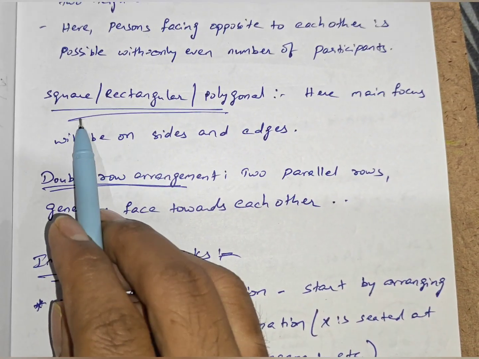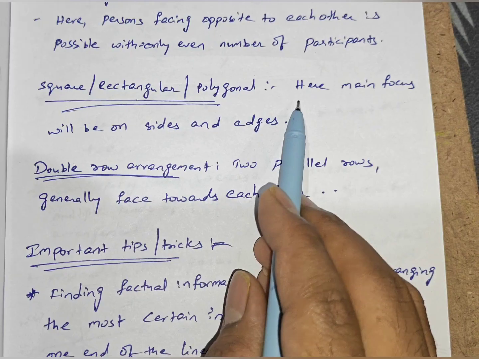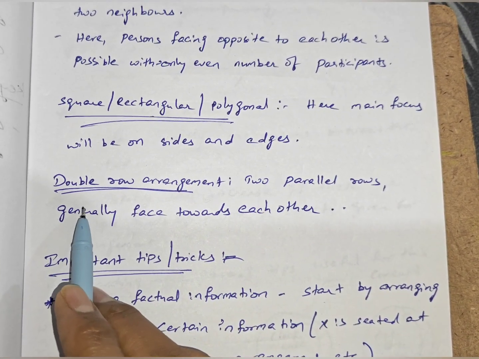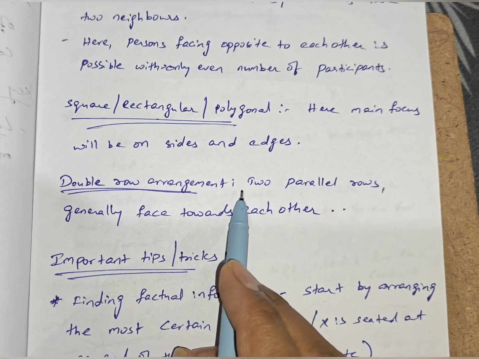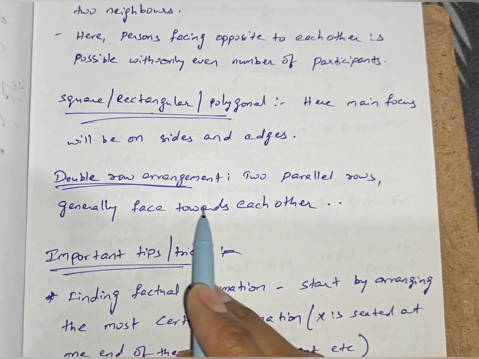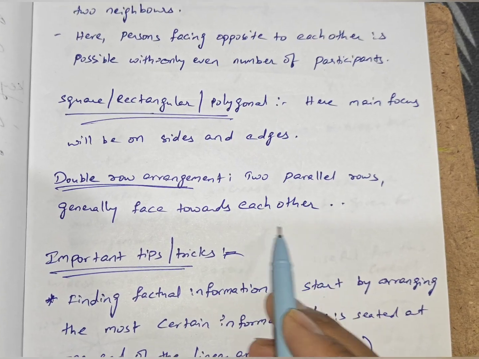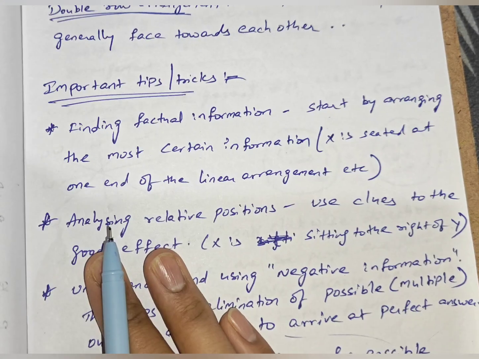Next arrangement is square or rectangular polygonal. Here the main focus will be on the sides and edges. And one more arrangement can be double row arrangement, like two parallel rows generally facing towards each other, or there can be questions where they are facing opposite to each other, and so on.